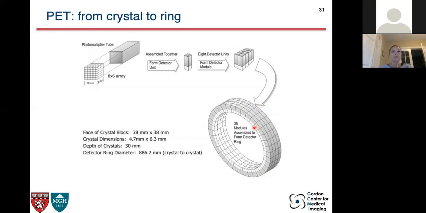And for SPECT, you can have just 2 panels rotating, or 1 panel rotating around the patient. So you need a lot less detector material and less electronics, which will make a less expensive system.